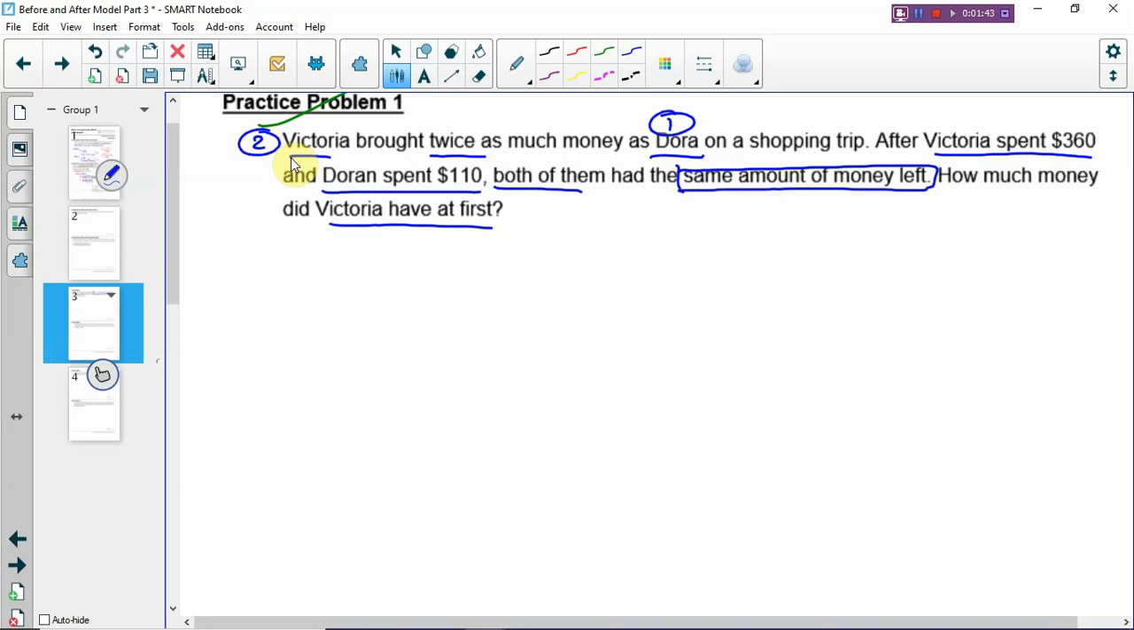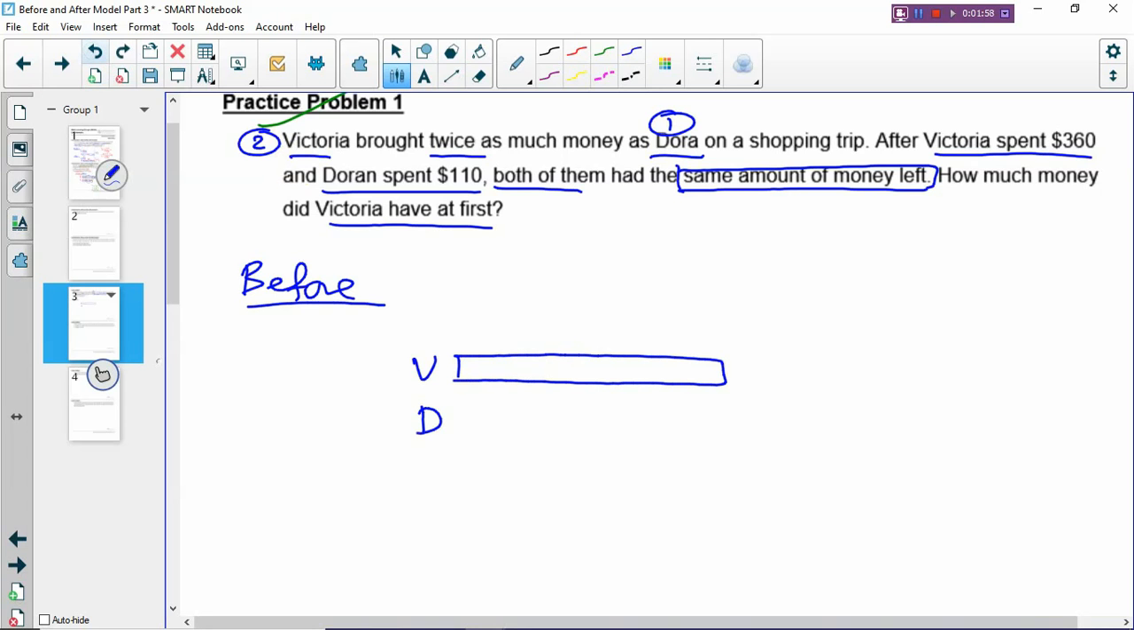Let's see how you combine them. I'm going to draw the before model. Victoria brought twice as much as Dora. So let me put down Victoria and Dora, and I'm going to draw a long rectangle, and that will be twice or 2 times, and Dora will have 1 time. When you draw your model, try to draw proportionally and also try to draw big. Don't draw too small, but also don't draw too big, so that you can cut it later. So you are done with the first sentence.